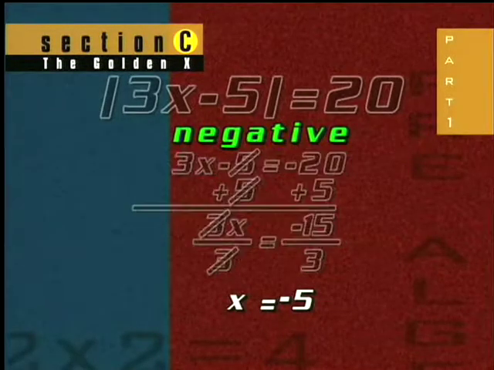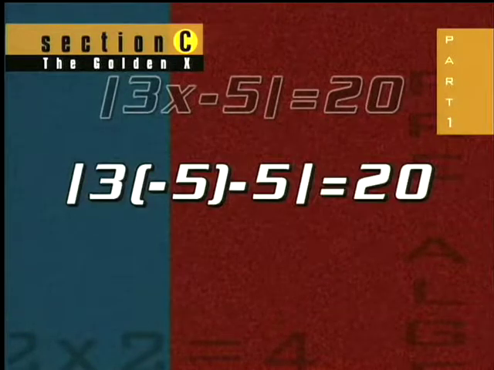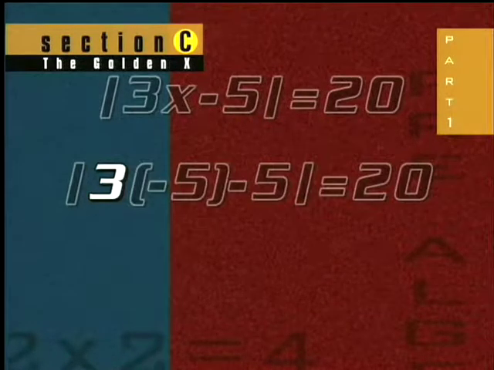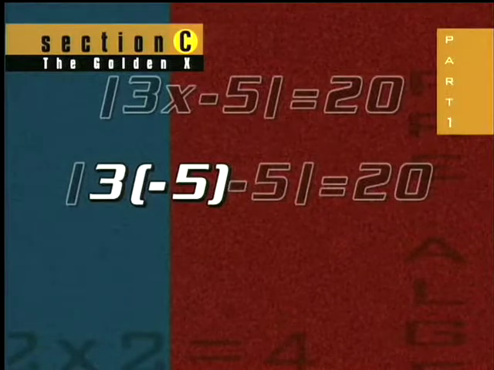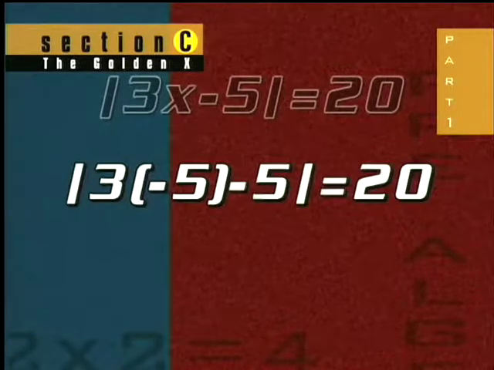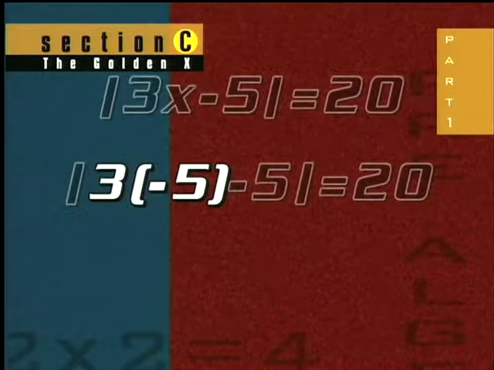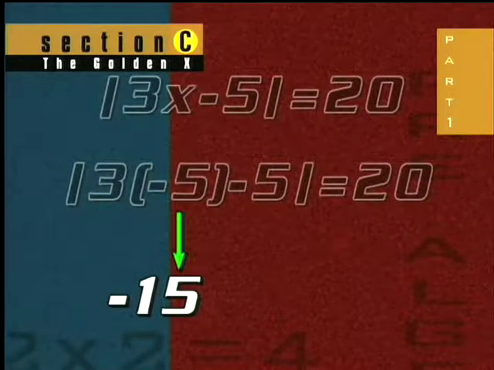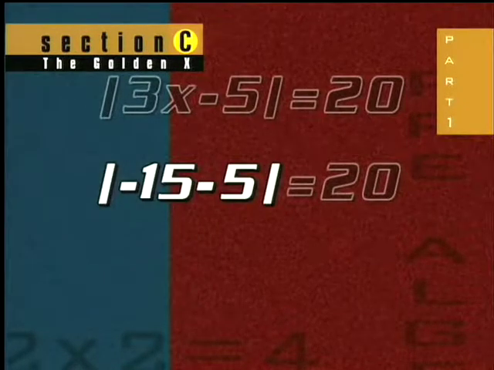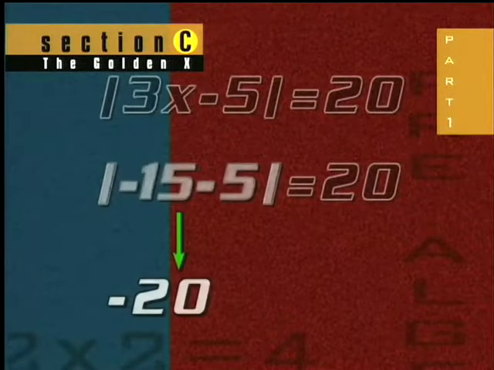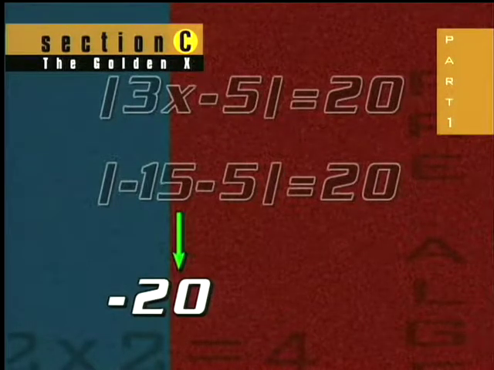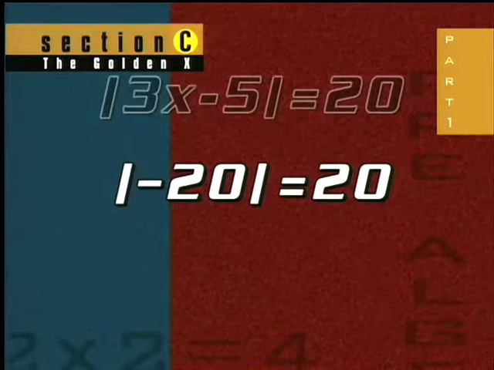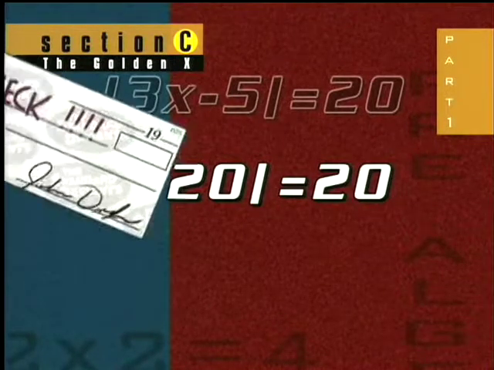We take our x value of negative 5 and run it through the original equation to get the absolute value of 3 times negative 5 minus 5 equals 20. So we multiply our 3 times negative 5 to get negative 15. Now we've got the absolute value of negative 15 minus 5 equals 20. Negative 15 minus 5 equals negative 20, and the absolute value of negative 20 does equal positive 20. Our check checks.